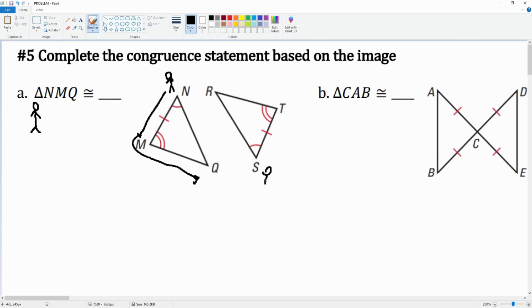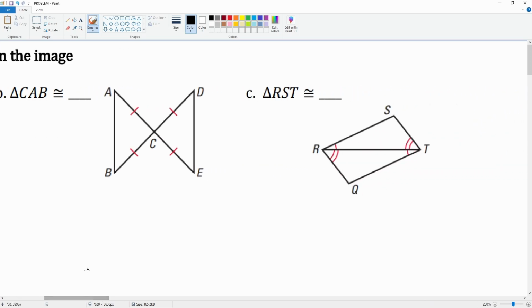So here, this is the 1 mark. So it starts at S. And then it goes here to T. Then it follows around to R. All right. So that person traveling based on the congruency statement allows us to also get the other congruency statement as well. Same thing here.